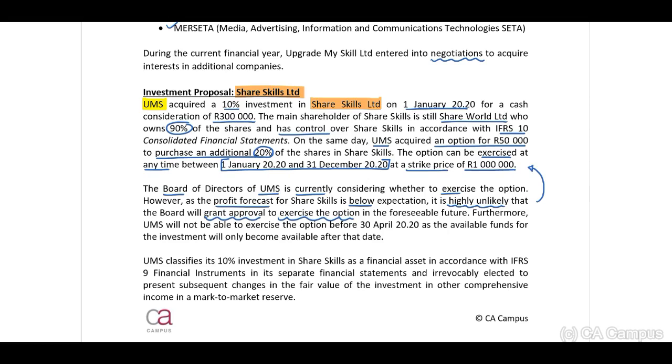Furthermore, Upgrade My Skill will not be able to exercise the option before 30 April 2020, as the available funds for the investment will only become available after that date. Do you see, guys? Therefore, they might have the 1 million after 30 April. Upgrade My Skill qualifies its 10% investment in Share Skills as a financial asset in accordance with IFRS 9 Financial Instruments in its separate financial statements and irrevocably elected to present subsequent changes in the fair value of the investment in OCI in mark-to-market reserve. Okay, guys, now they didn't indicate anything about tax, but you need to know the tax will be based on our CGT rate.